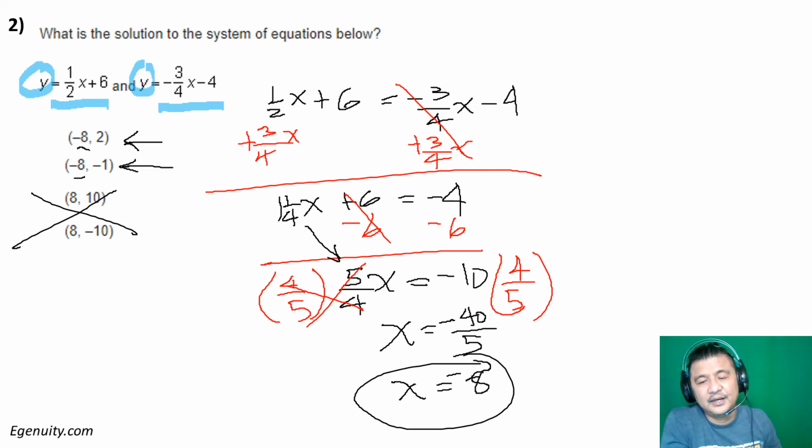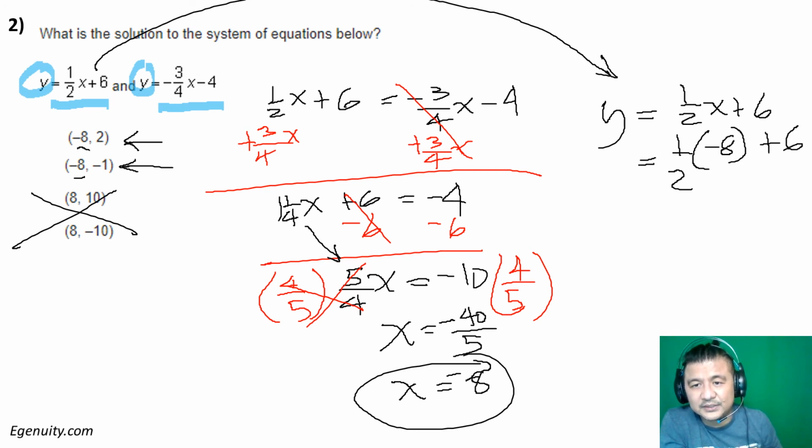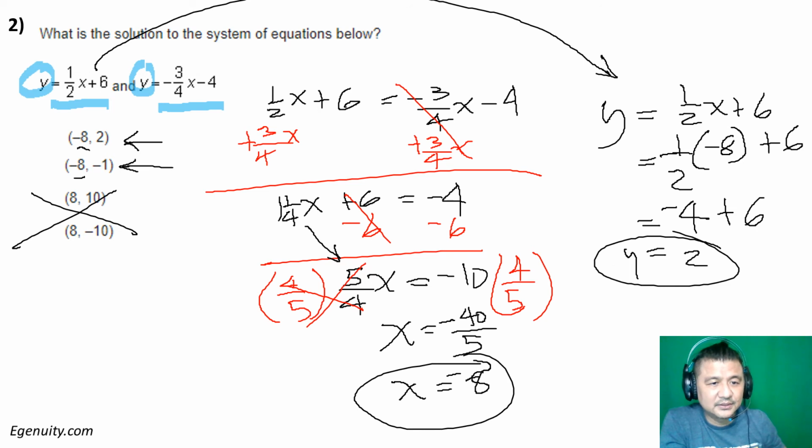Okay, how do I know the y? Just substitute. Let me substitute it into the easier one. Let's use this: y is equal to 1/2 x plus 6. That becomes 1/2. What's my x? -8. I plug in -8 plus 6. What is half of 8? 4. Since it's positive times negative, negative 4 plus 6. Add a positive and a negative, that's a positive 2. The y should be 2. Therefore, this is the correct answer.